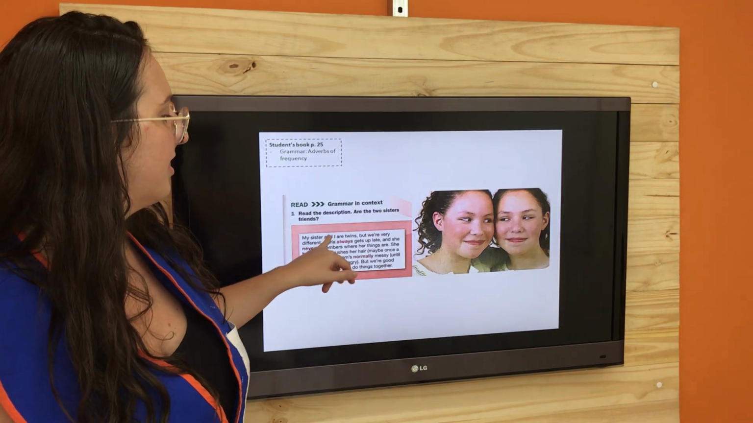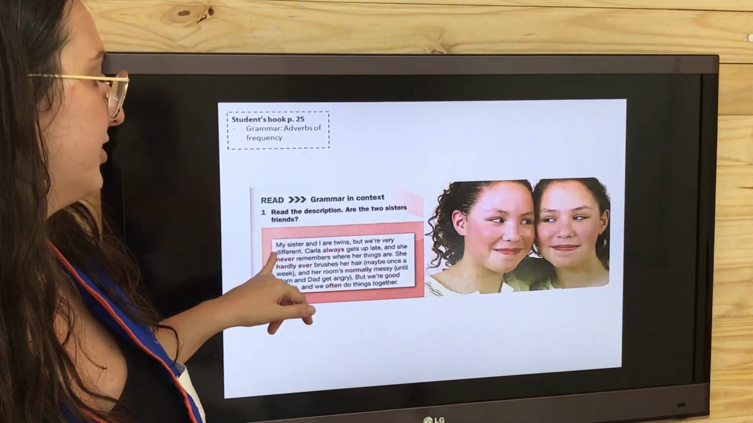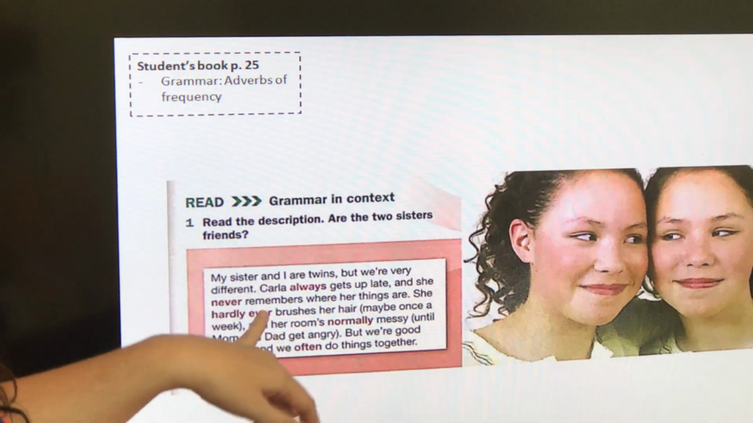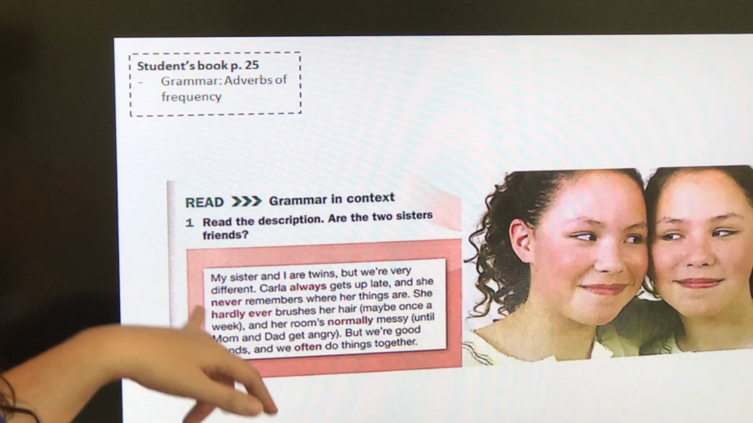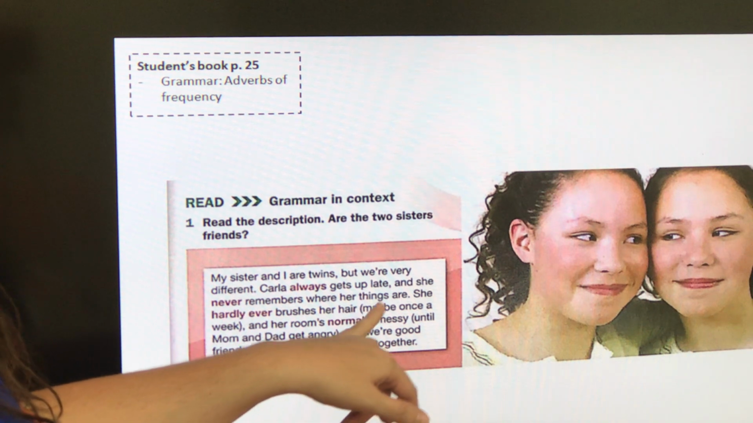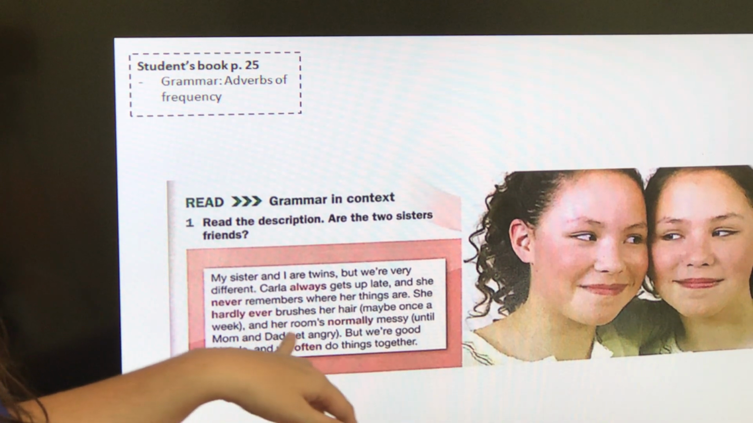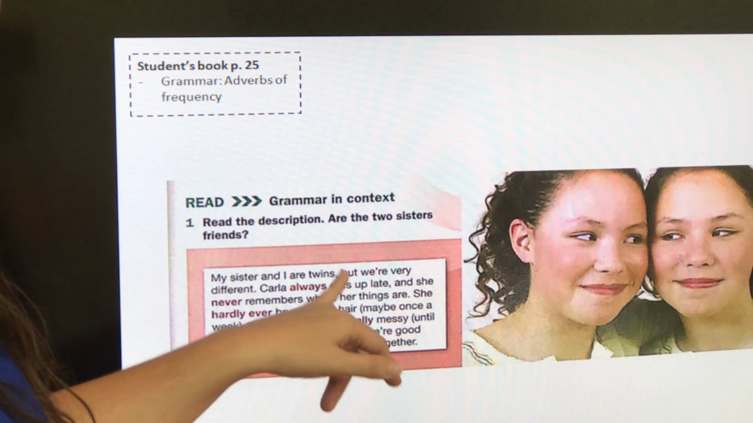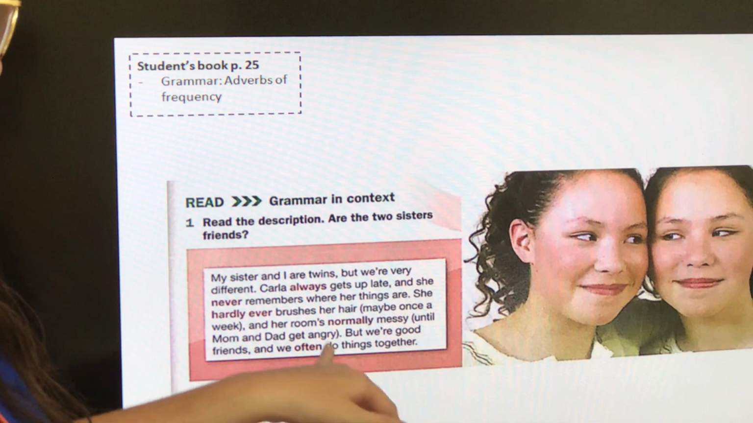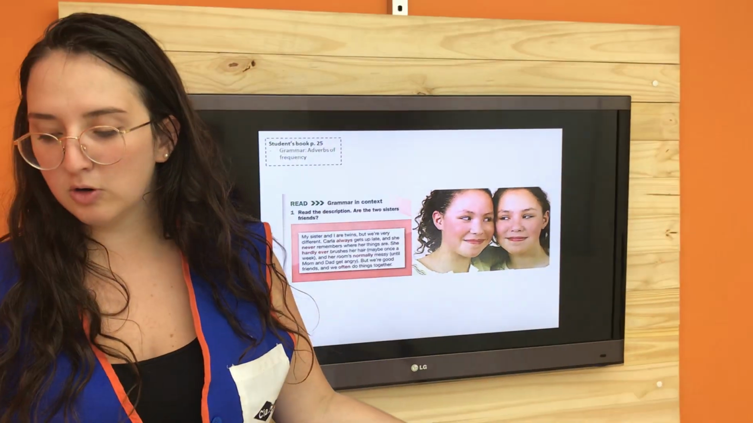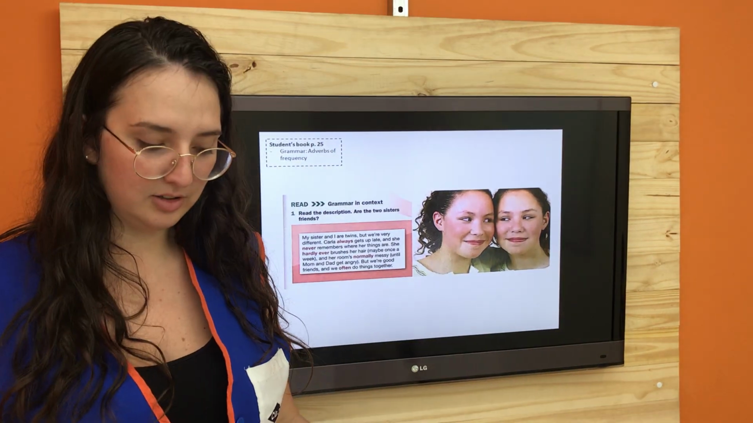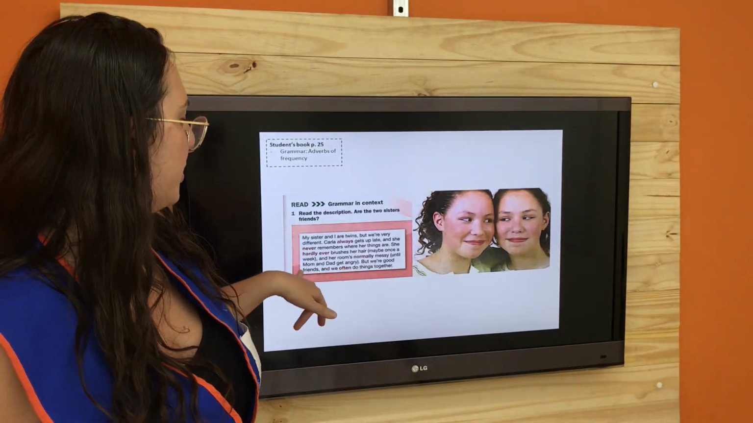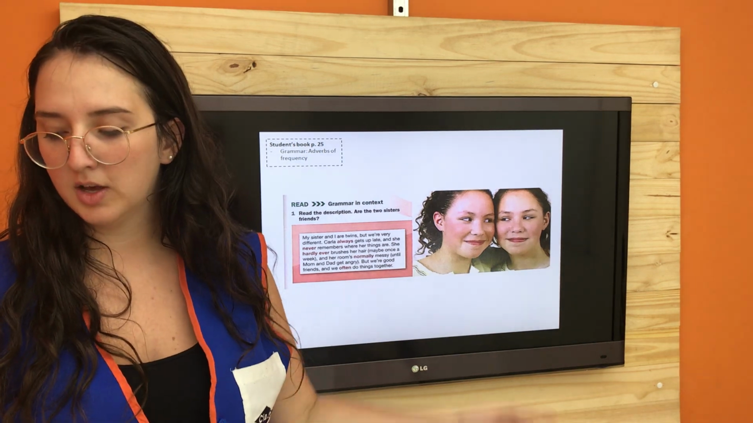My sister and I are twins, but we are very different. Carla always gets up late and she never remembers where her things are. She hardly ever brushes her hair, maybe once a week, and her room's normally messy until mom and dad get angry. But we're good friends and we often do things together. Alright, so are they friends? Do you think they are friends with each other? Yes, because they said here, but we're good friends, alright?